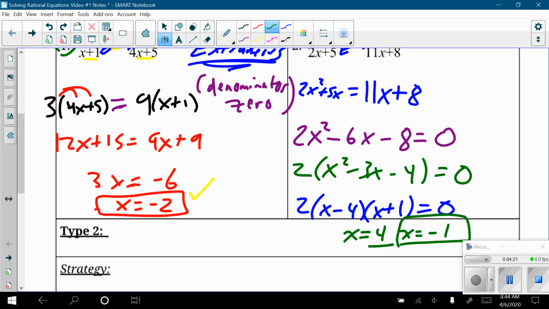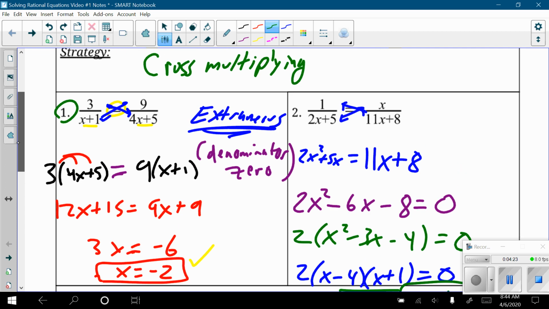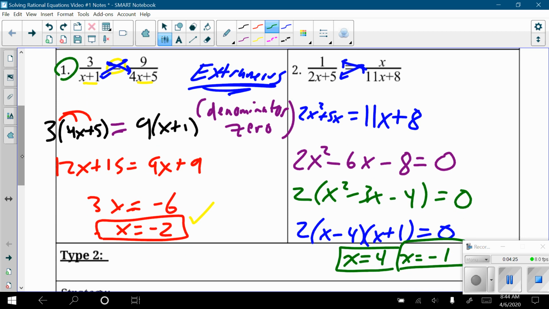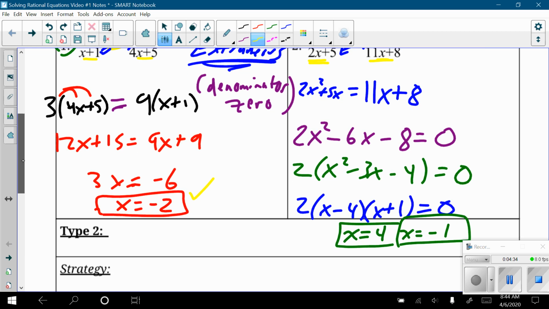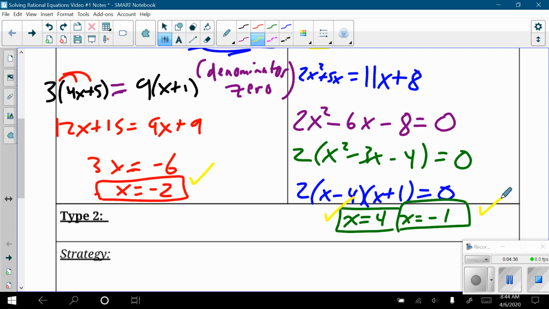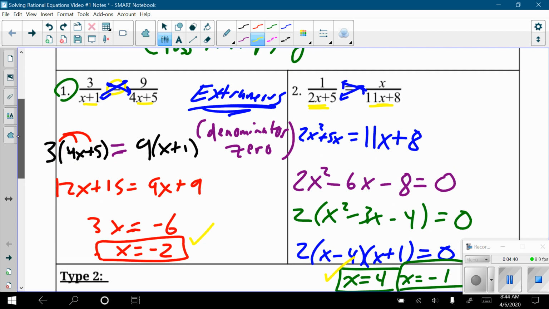It's really important when you get 2 solutions to check if either of them are extraneous. Does 4 make either denominator 0 if you plug it in? Nope, it's good. Does -1 make either denominator 0 if you plug it in? Nope, it's good. They both work. We're good. Okay. You guys know how to cross multiply. I'm confident you guys can do that.